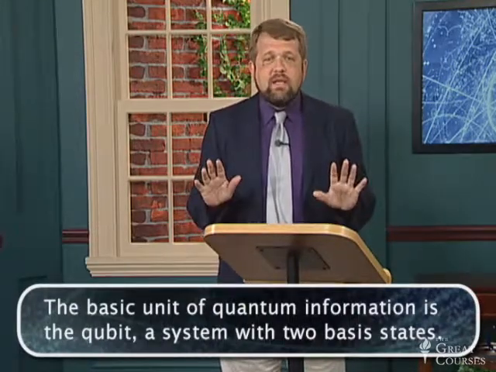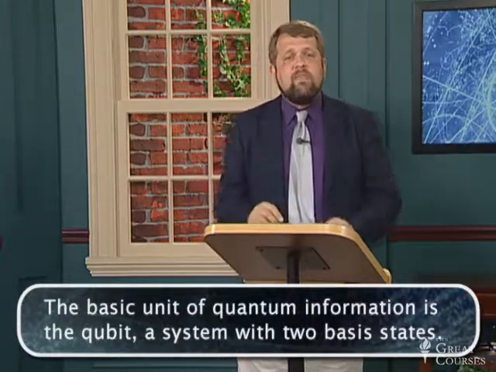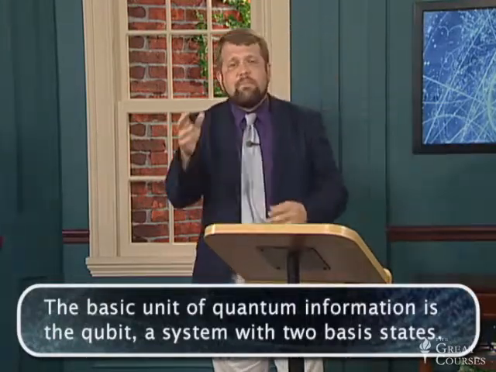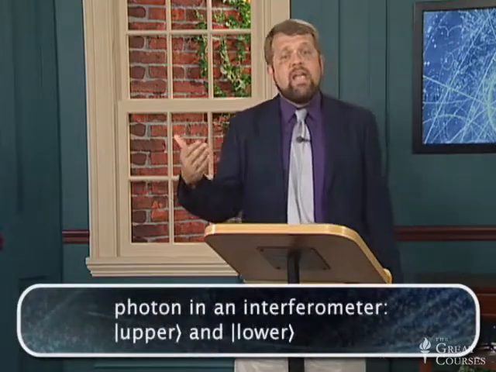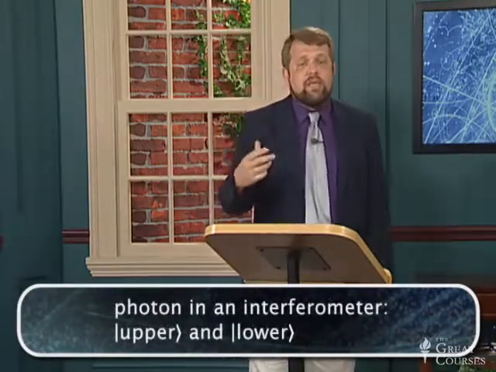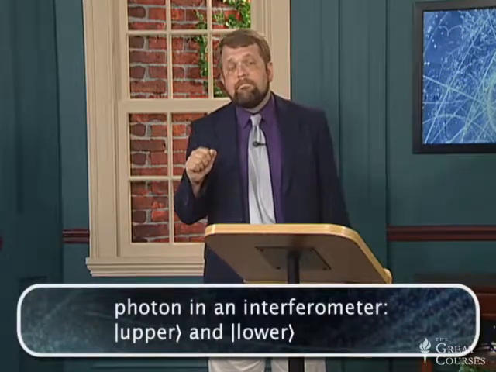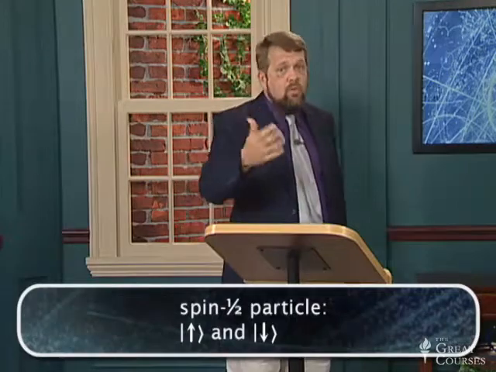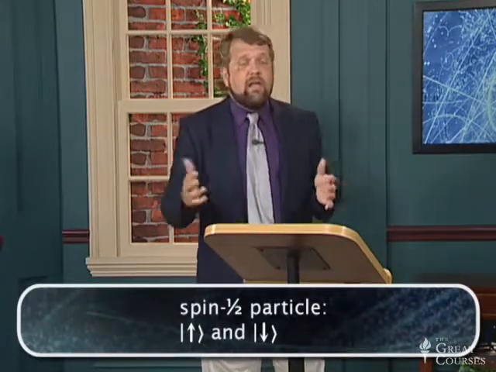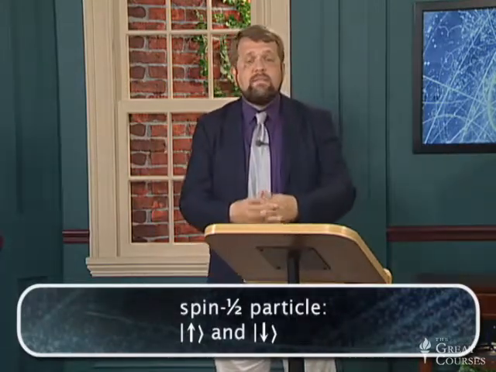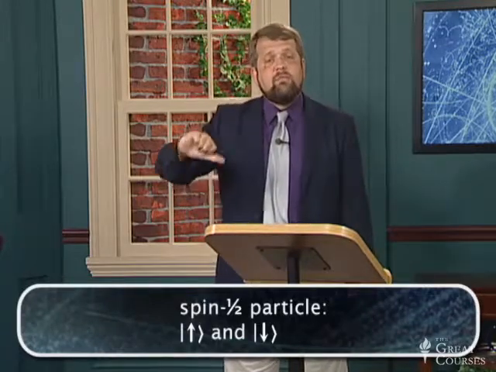Now, a qubit is a quantum system that has 2 basis states. And we've seen a couple of examples already. The photon in an interferometer was a qubit. It had 2 basis states, upper beam or lower beam states. The spin 1/2 particle was another example of a qubit. If we measure the z component of spin, we got basis states up and down, spin plus 1/2 or minus 1/2. So a qubit is just any quantum system with just 2 basis states.